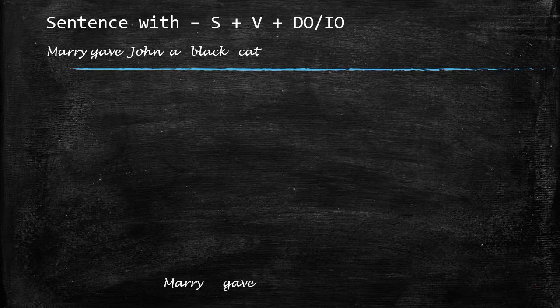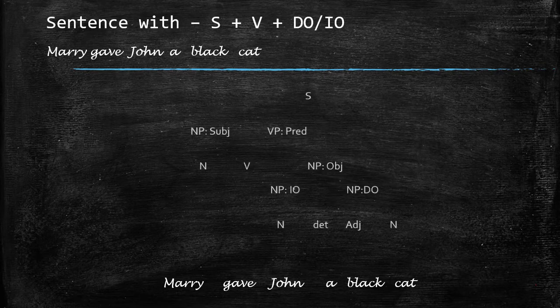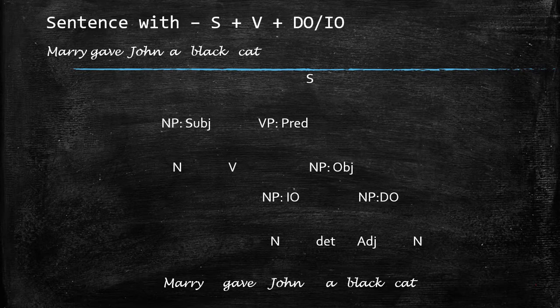The first thing you have to do is rewrite the sentence first, and then after that you analyze it. The first one, Mary is the subject, gave is the verb, John is an indirect object, and a black cat is a phrase that functions as a direct object.